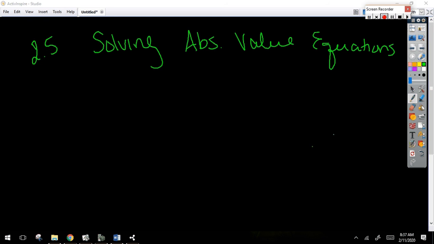Here we go. Absolute value equations. Tell me this. What's an absolute value? A number with two lines on it. Okay, guys. It's the distance from 0. Distance from 0, that's an excellent textbook definition.